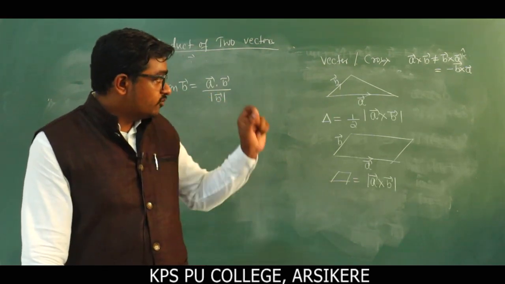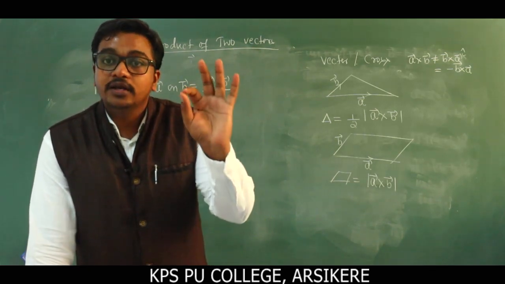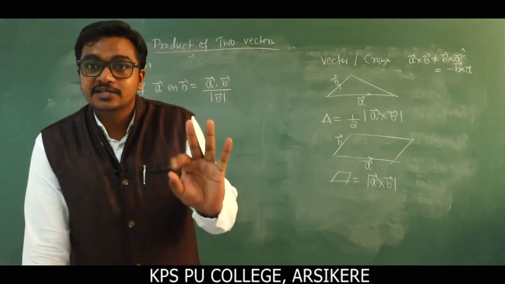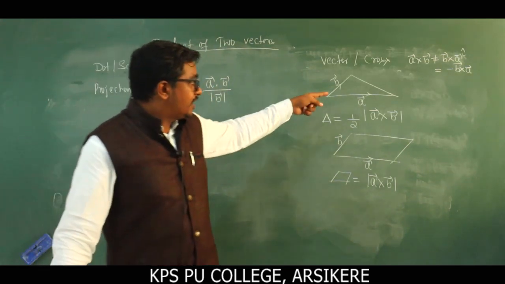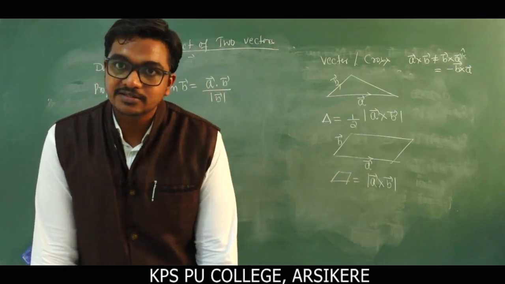Just 1 by 2 times mod of a cross b represents the area of the triangle whenever vector a and vector b are the two adjacent sides of the triangle. For a parallelogram, it is just mod of a cross b.